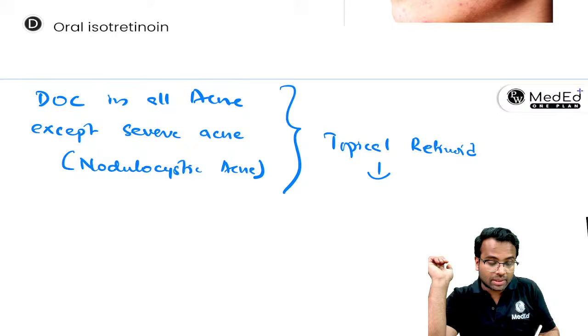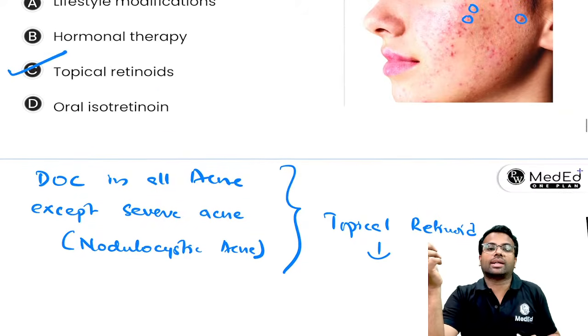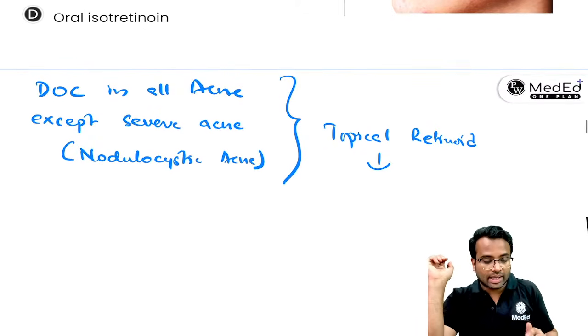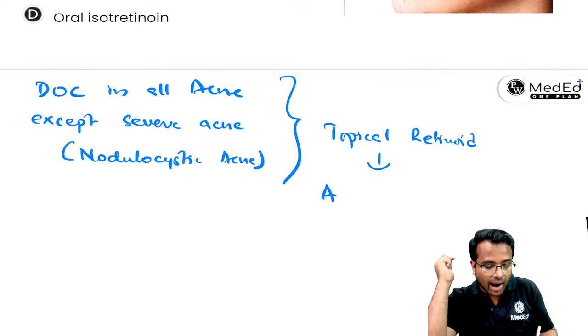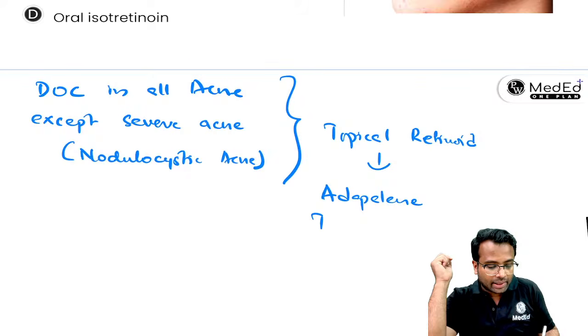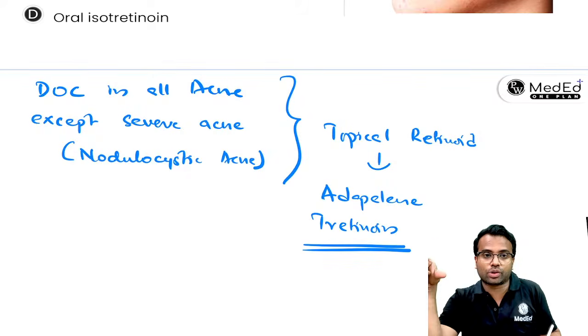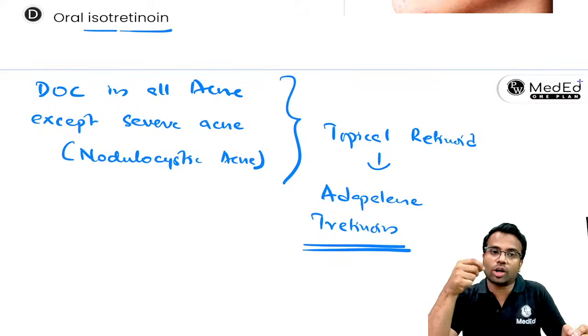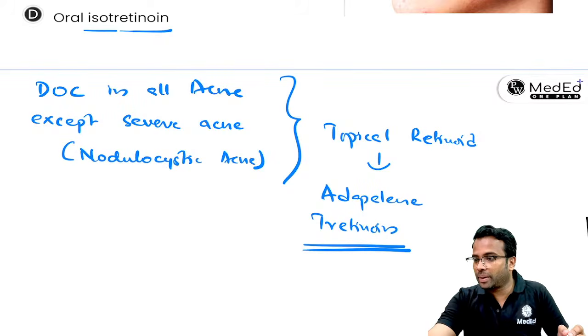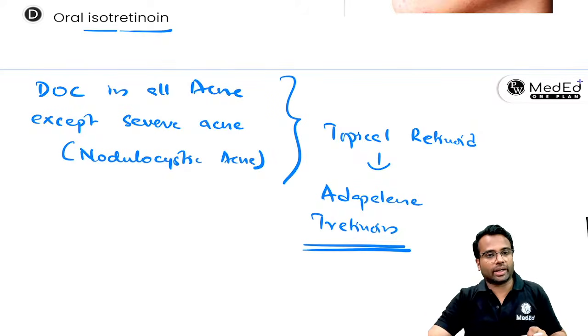And what are the examples? Because on the day of the exam, rather than saying topical retinoids, they may mention topical adapalene, or they may mention topical tretinoin. Tretinoin और isotretinoin में confuse मत होना, because isotretinoin is an oral tablet and tretinoin is a topical agent. So यहाँ पे you should go for this adapalene or tretinoin as an answer.